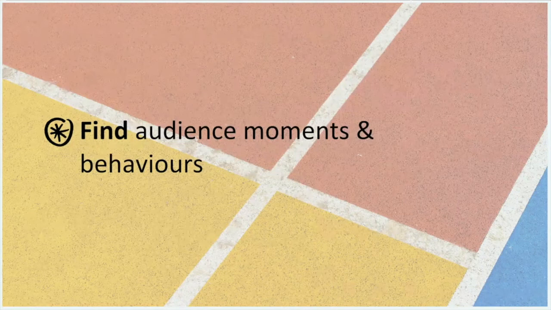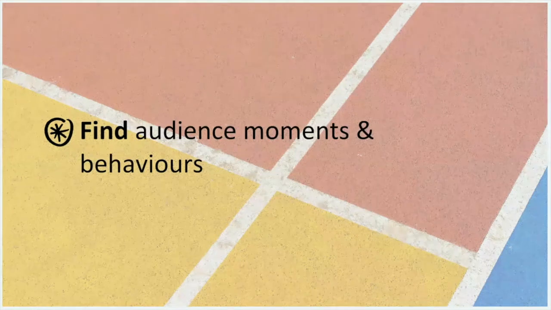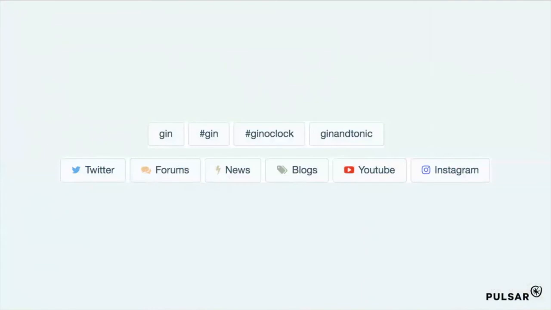To start with, we need to find our trend using Pulsar. How can we find interesting points around the audience moments and behaviors? To do that, I set up this string, which you can see here on Pulsar. What we're looking at here is 4 individual keywords tracking gin, hashtag gin o'clock, and gin and tonic. And then I built that search across these sources. So not only are we looking at the social media sources like Twitter, Instagram, and YouTube, but also across online media as well with blogs, forums, and news.